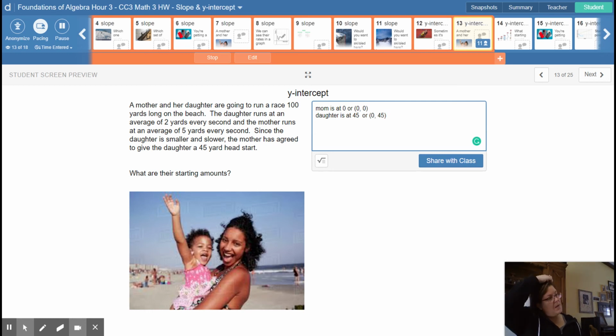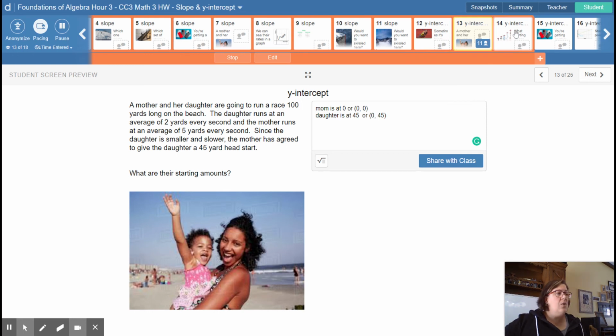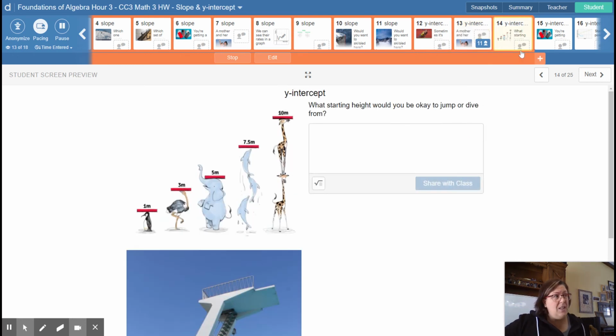Okay, very simple. I'm not asking you to figure out how long it would take, who's going to win, where do they meet up, none of those questions. All I wanted to know was their starting value. So that's what it means for starting value as y-intercept. So now if we take a look at slide 14, please.